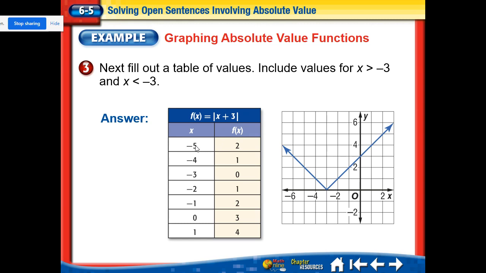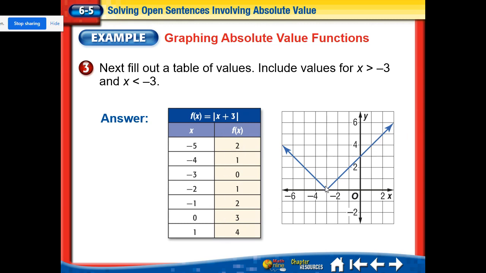So if we make a chart, we put a negative 5. What do we get when we put a negative 5? Negative 5 plus 3 is negative 2. Absolute value of that is 2. Negative 4. Negative 4 plus 3 is negative 1. Absolute value is positive 1. Negative 3 plus 3 is 0. Negative 2 is 1, and so on and so forth. And we can get all these different points.